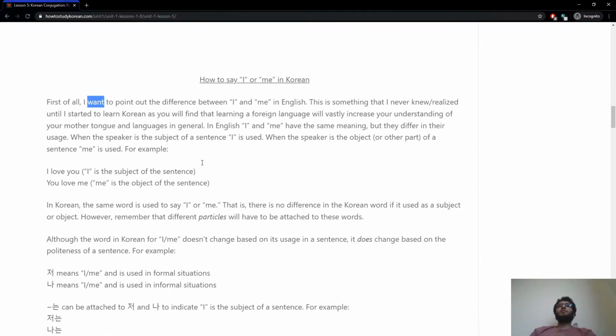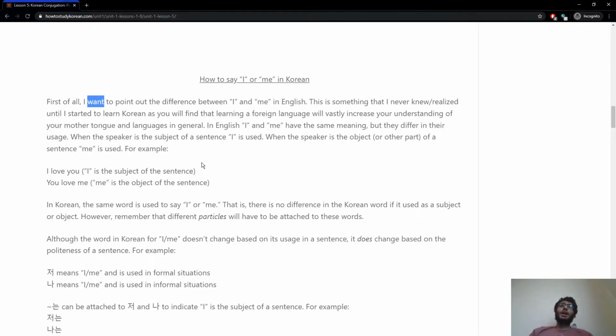How to say I or me in Korean. First of all, I want to point out the difference between I and me in English. This is something that I never realized until I started to learn Korean, as you will find that learning a foreign language will vastly increase your understanding of your mother tongue and languages in general, which is very, very true.